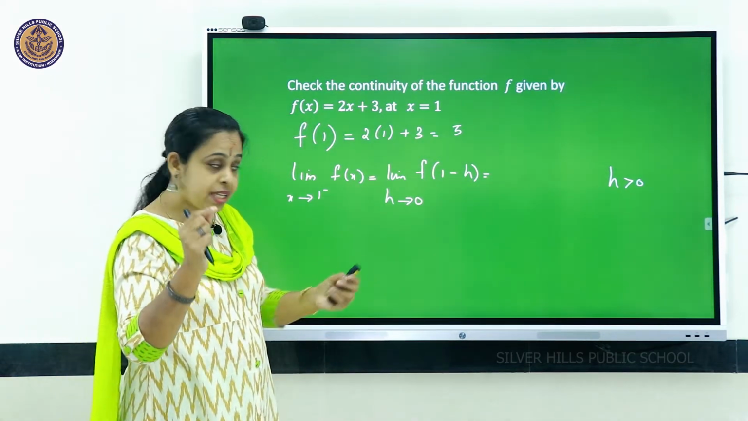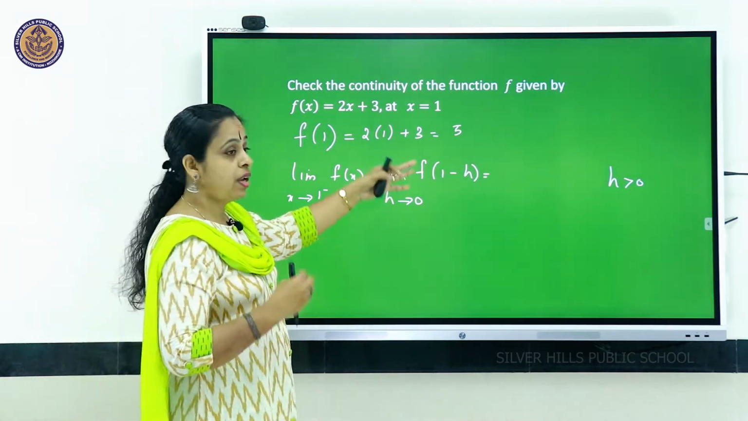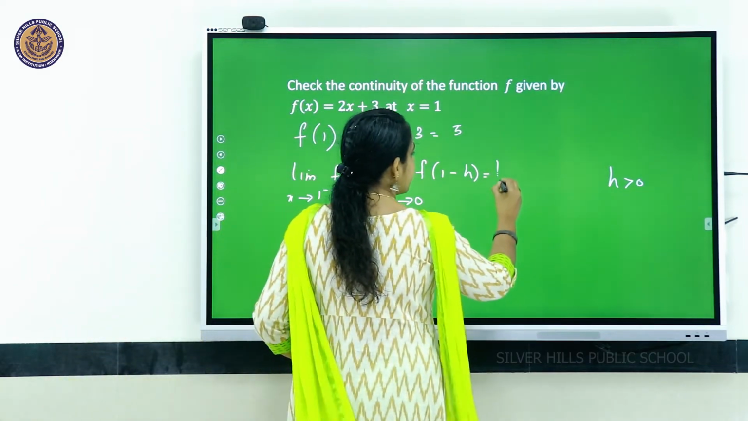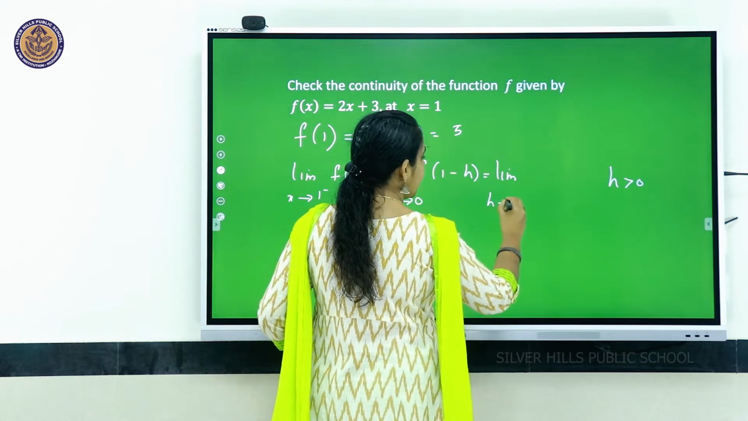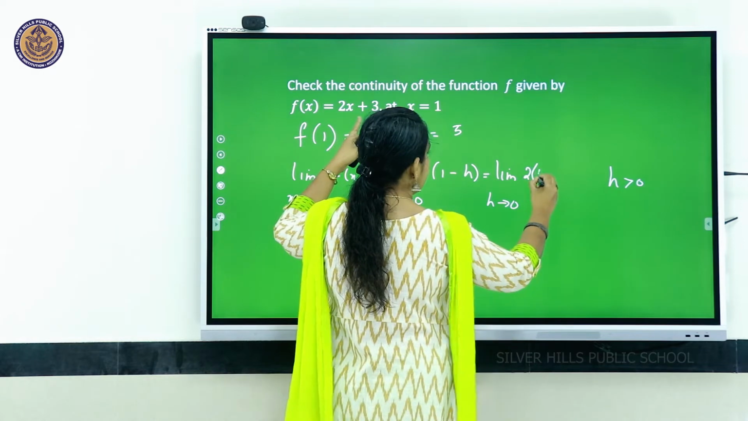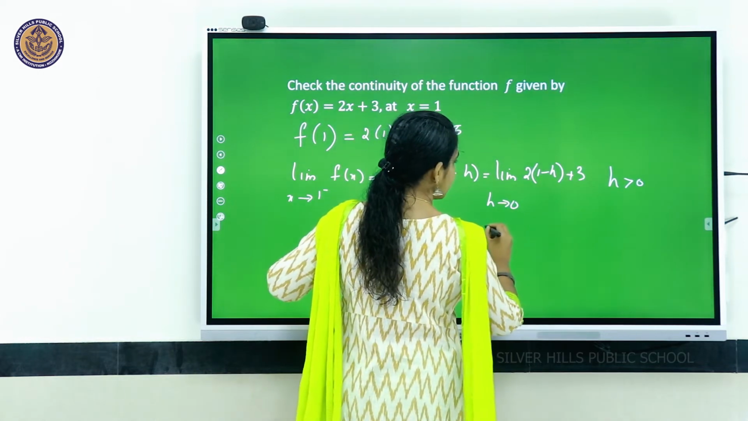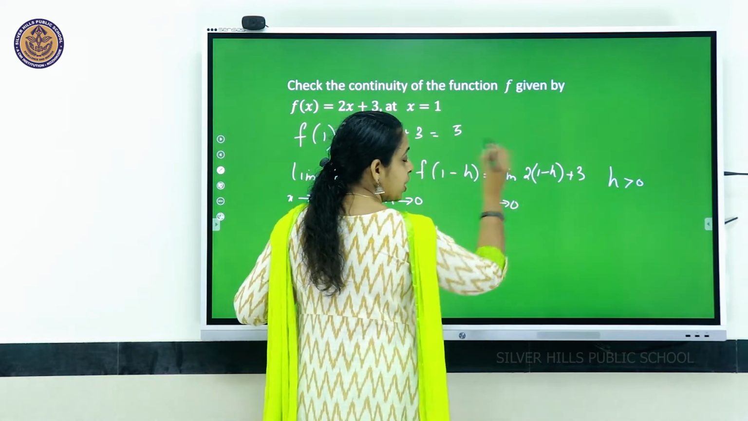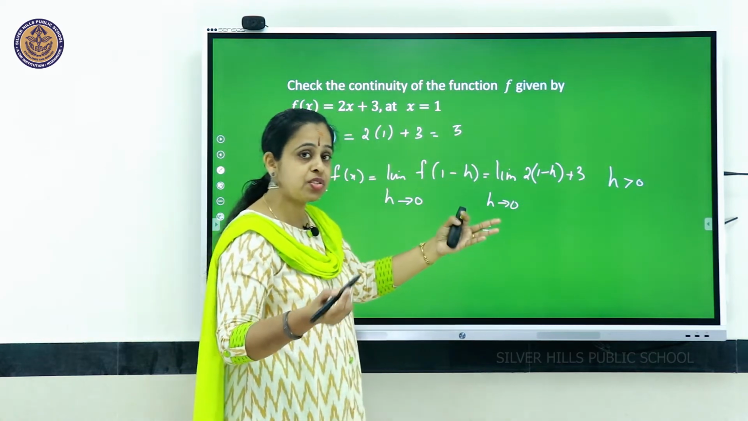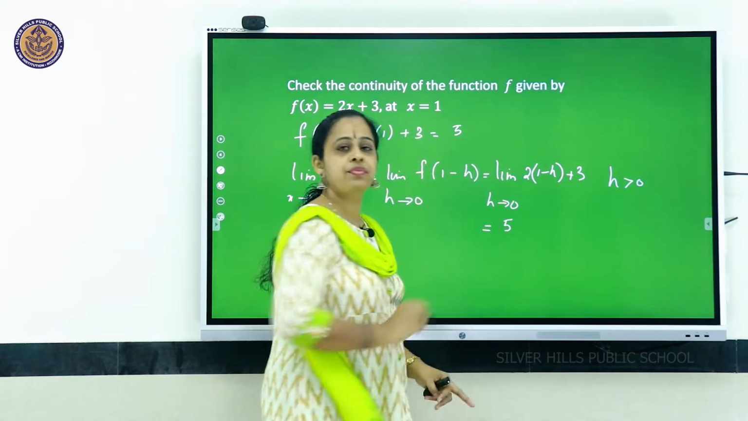Correct? 1 minus that small positive number will be left of 1. But left of 1 or right of 1, the function is having the same value. So, we can write limit h tending to 0, 2 into 1 minus h plus 3, which will be equal to limit h tending to 0, 2 minus 2h plus 3. When h is tending to 0, the 2h will become 0. So, 2 plus 3 makes 5.